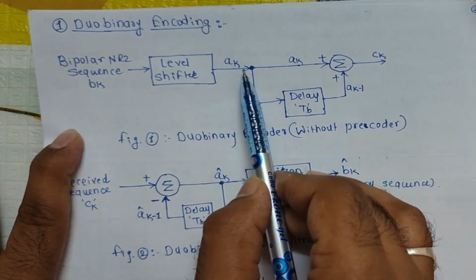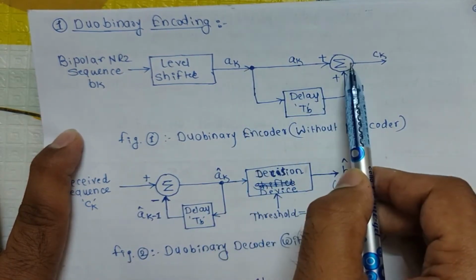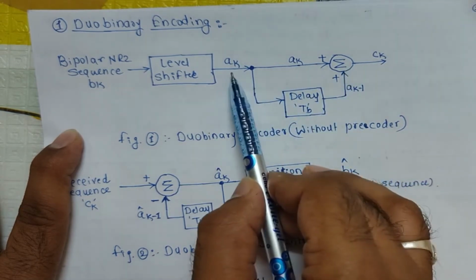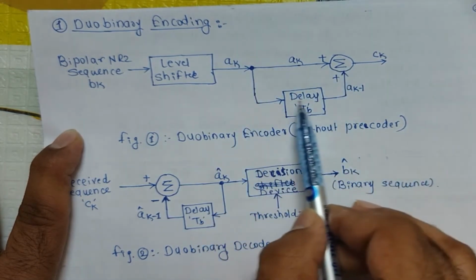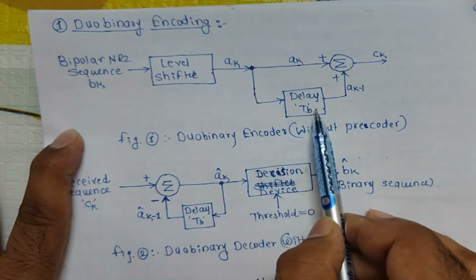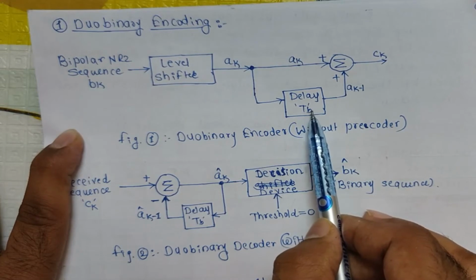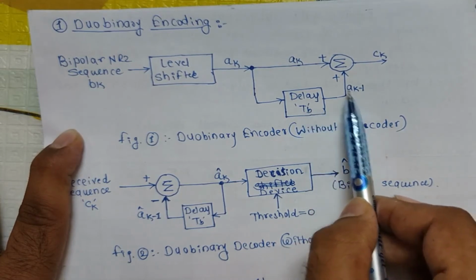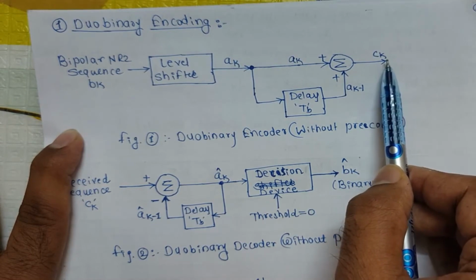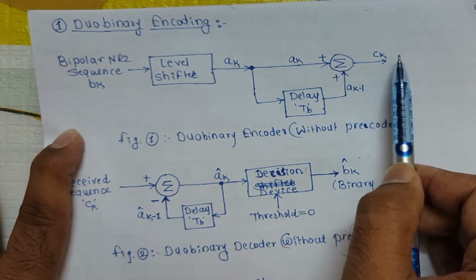Now this ak, we give it to the adder. This adder has two inputs, one input is ak as it is, and the other is the delayed version of this input. This ak is delayed by how much time? A single time period, that is TB duration. That's why it is ak-1, and therefore we get the output sequence ck. So ck is the output of the encoder.